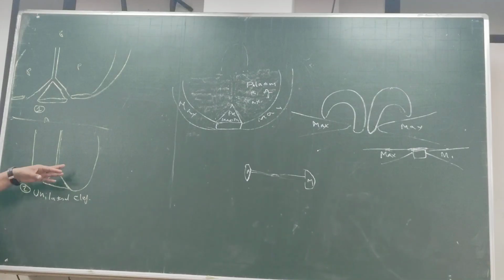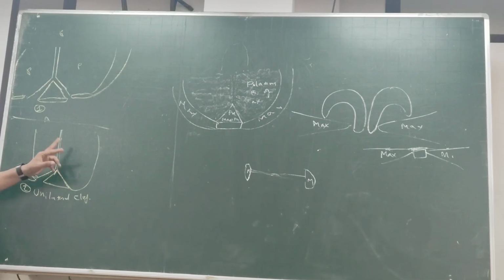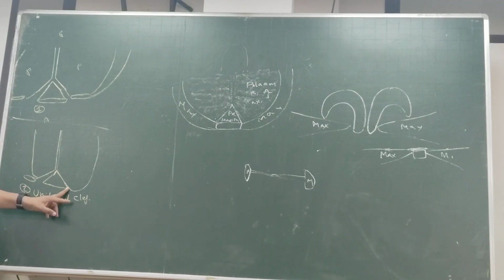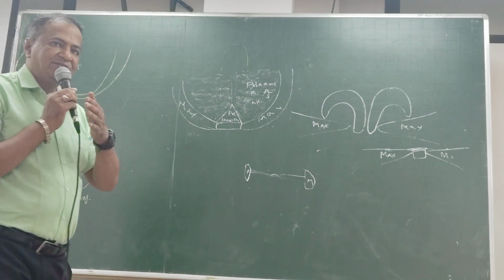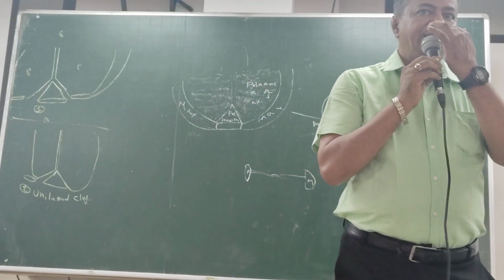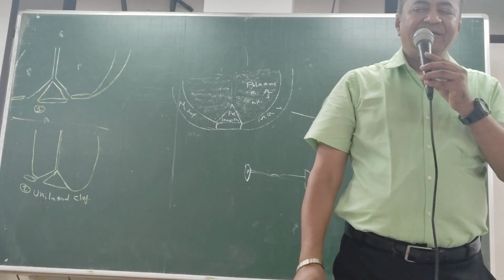So here, on one side the maxillary process has failed to fuse with the premaxilla, and also with the other side. But the other maxillary process has fused with the premaxilla. So when the maxillary process on one side fails to fuse with the premaxilla or primitive palate, there is unilateral cleft palate.